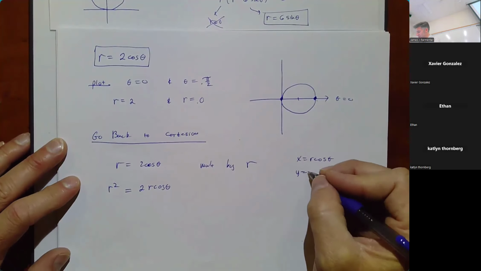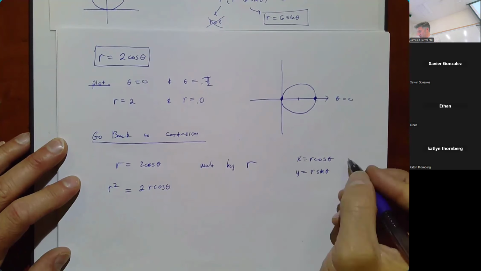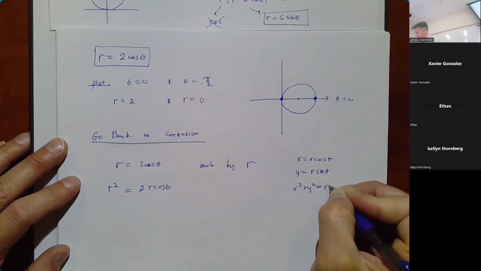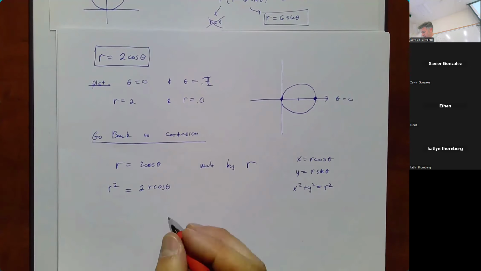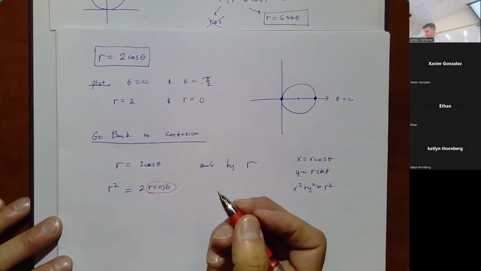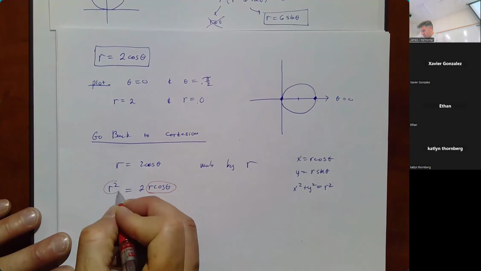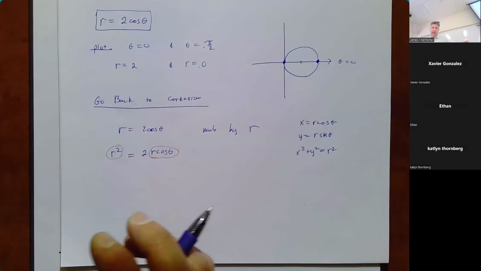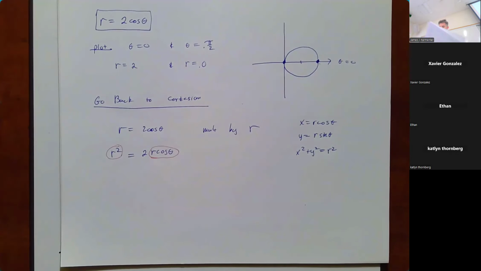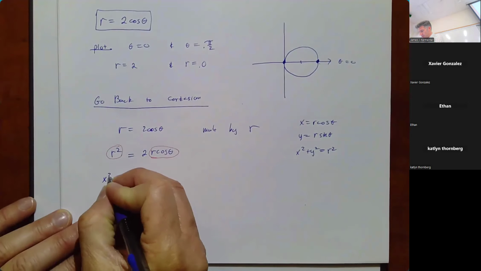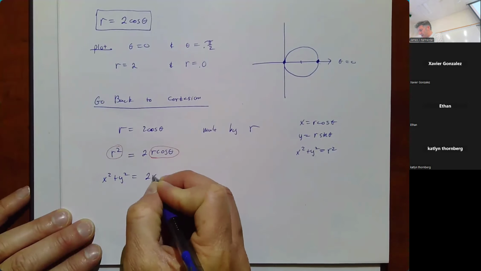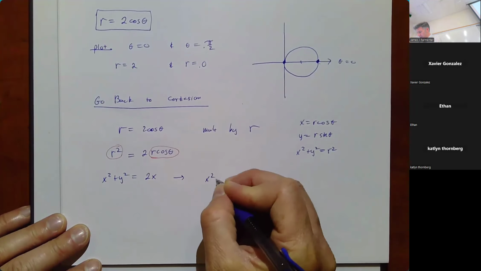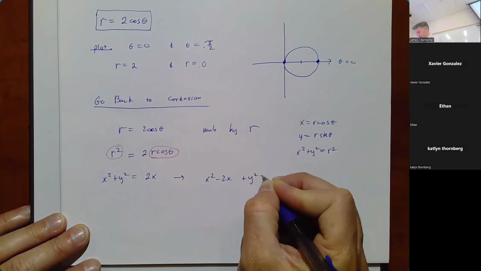I meant Cartesian. We have x equal to r cosine theta, y equal to r sine theta, and we know that x squared plus y squared equals r squared. So we can replace this r cosine theta with x and this r squared with x squared plus y squared. Now we have an equation fully in rectangular coordinates: x squared plus y squared equal to 2x. Then we can bring everything to the left: x squared minus 2x plus y squared equals 0.